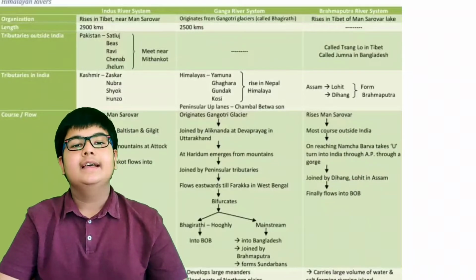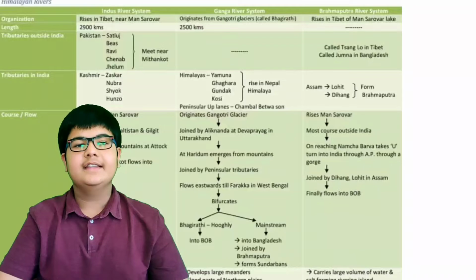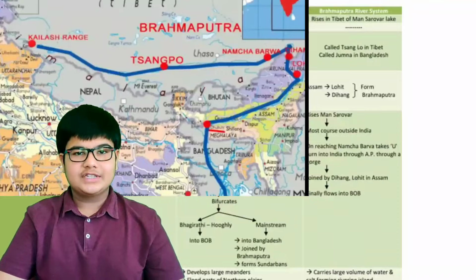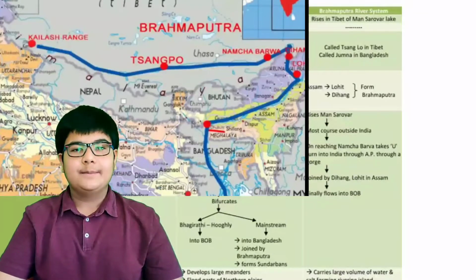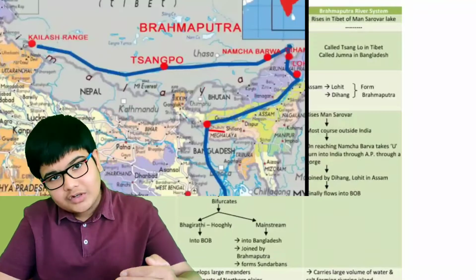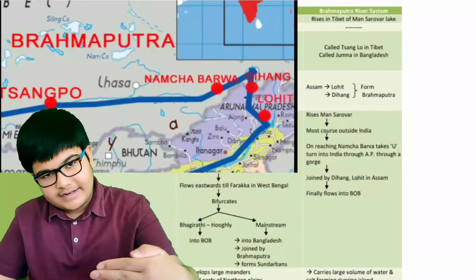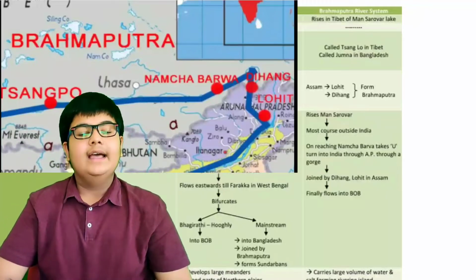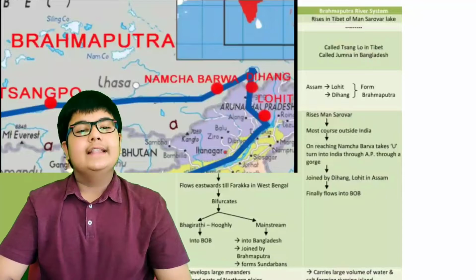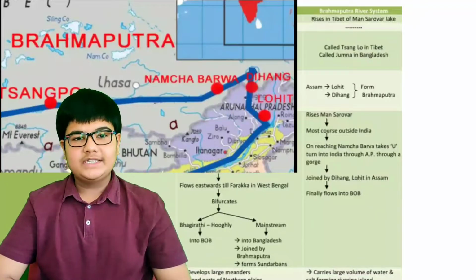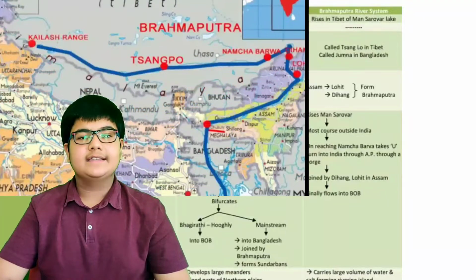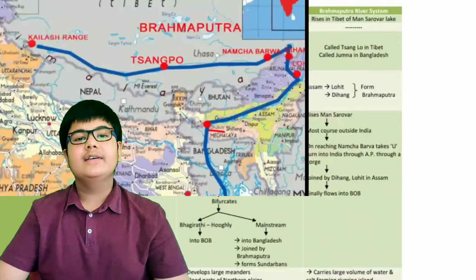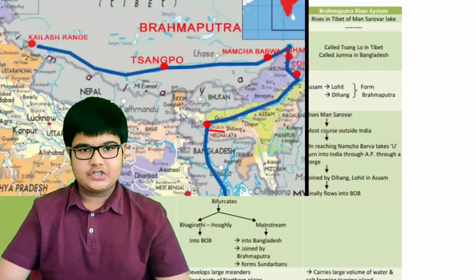Brahmaputra river system. The river Brahmaputra rises in Tibet near the lake Mansarovar, but most of its course lies outside India. On reaching Namcha Bharwa, it takes a U-turn. Namcha Bharwa is a mountain, and on reaching that mountain, the river Brahmaputra takes a U-turn and comes back into India through Arunachal Pradesh. Then it is joined by its various tributaries such as Dibang and Lohit in Assam, and this finally forms the river Brahmaputra. Then it flows into the Bay of Bengal through Bangladesh.